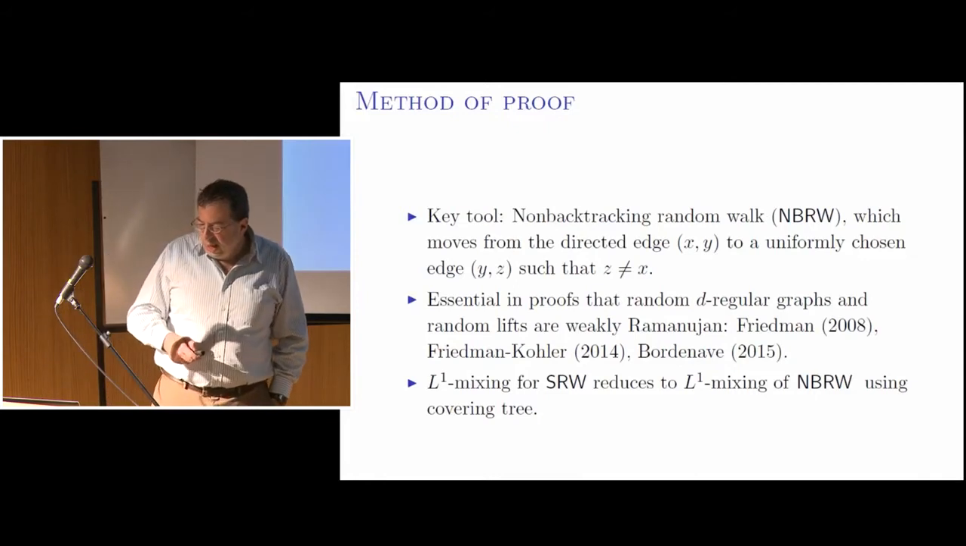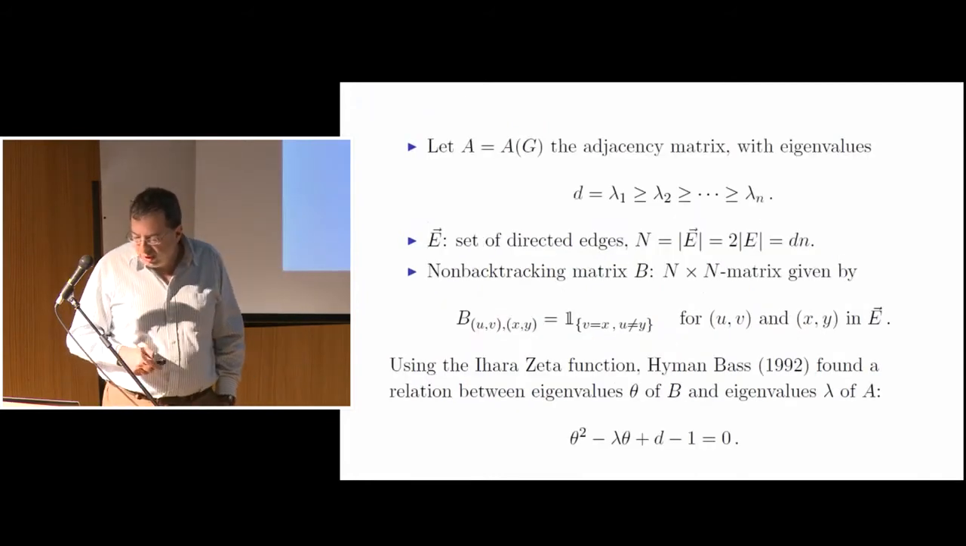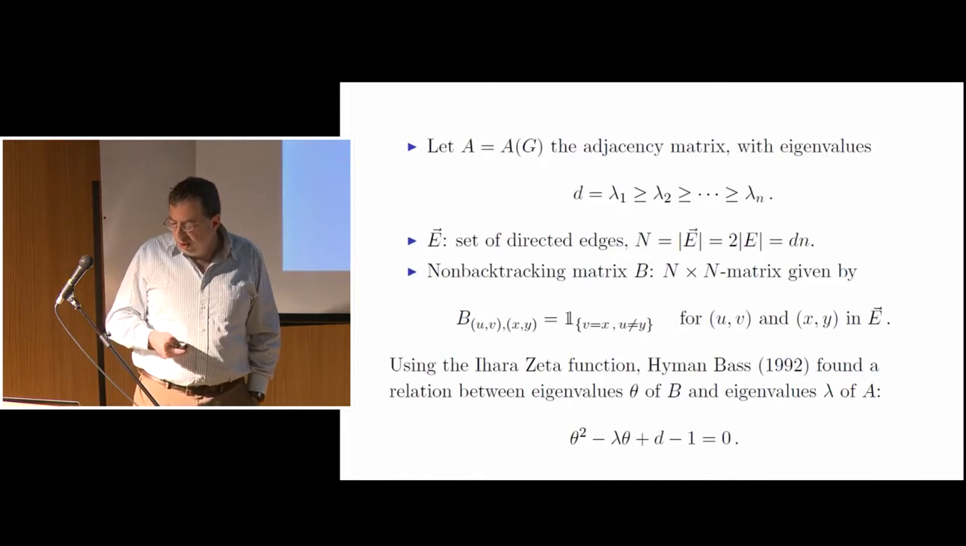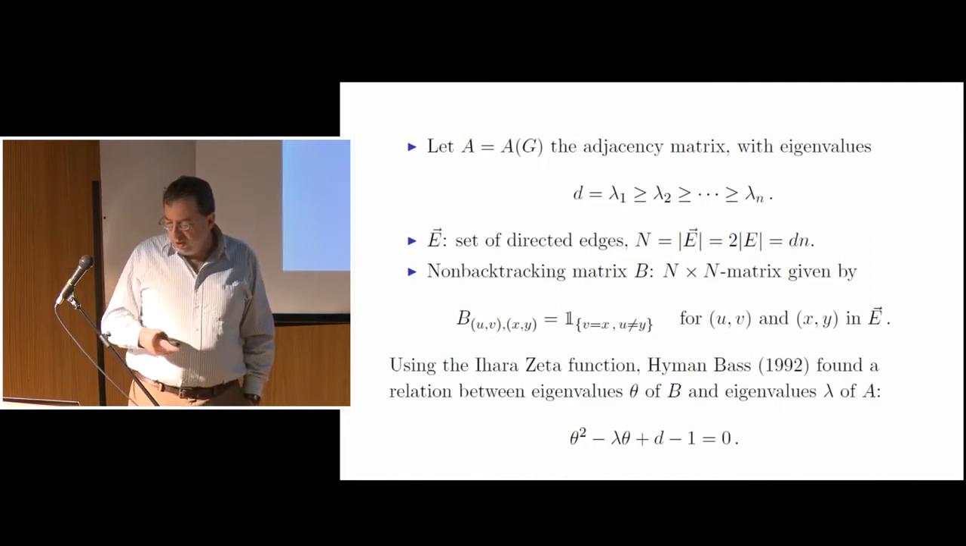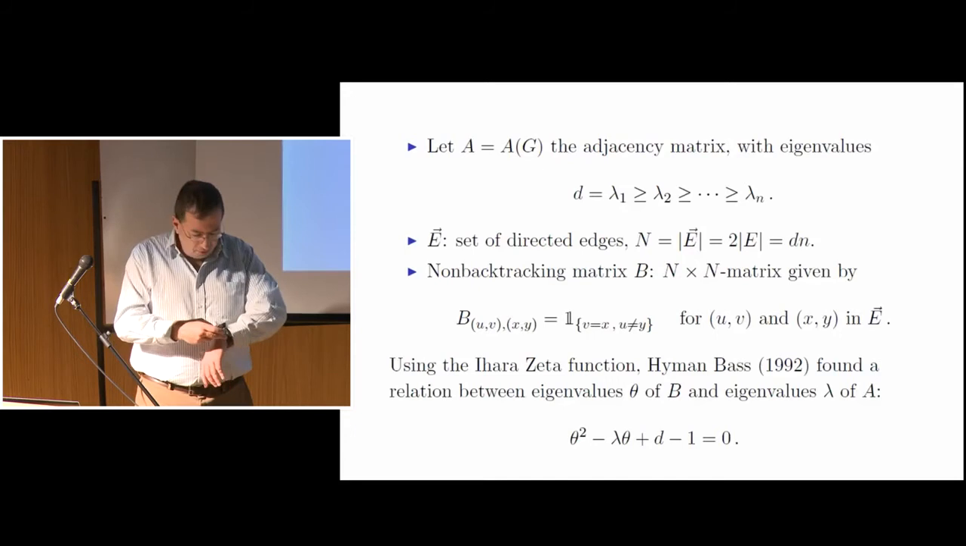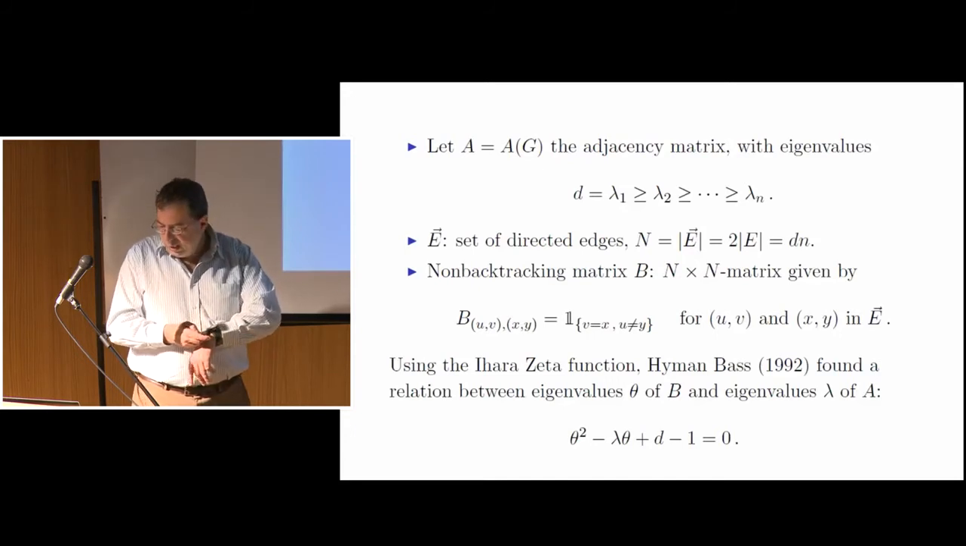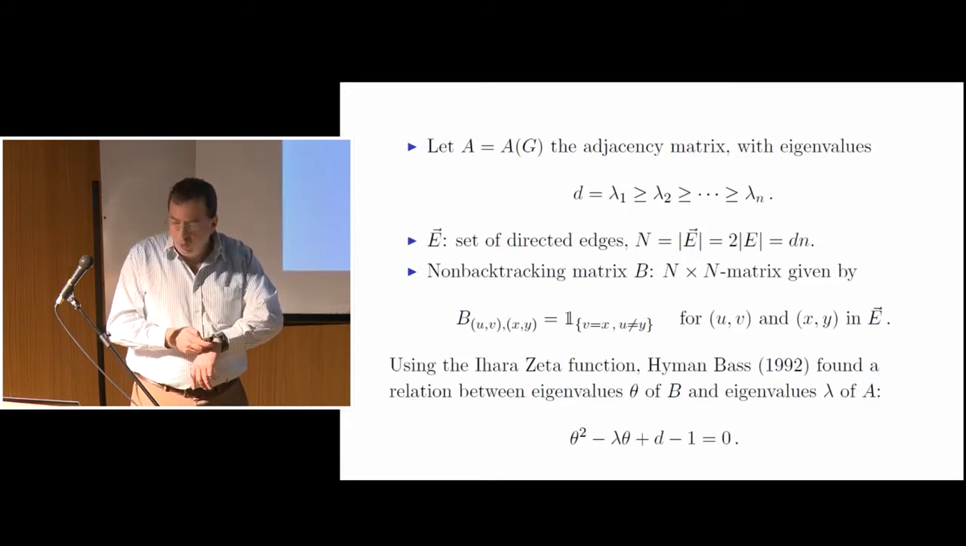So as I've emphasized, the key tool is looking at the non-backtracking walk, and then one deduces L1 mixing for the simple random walk from the non-backtracking walk.